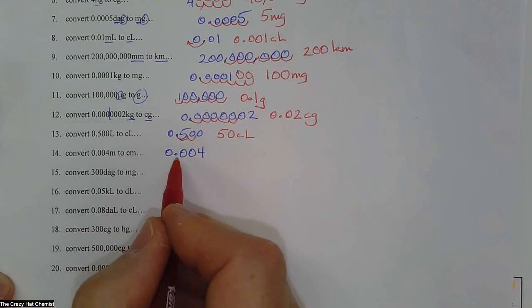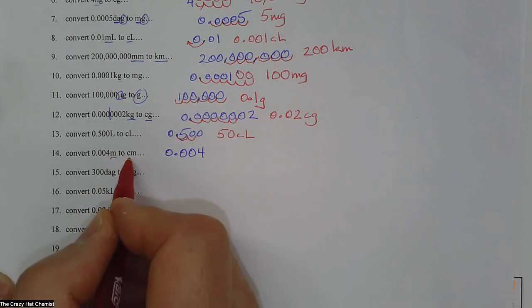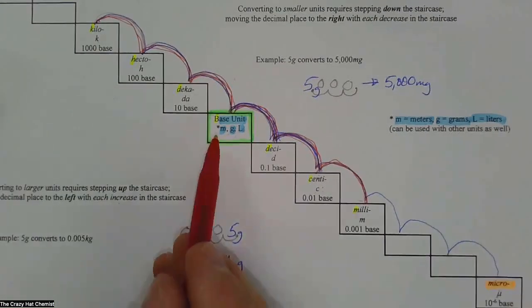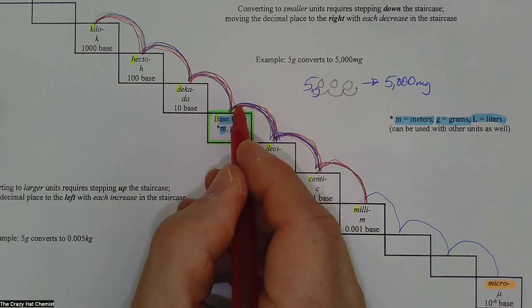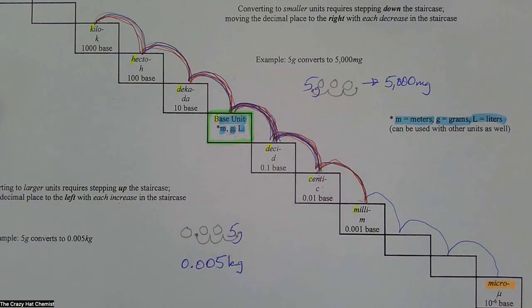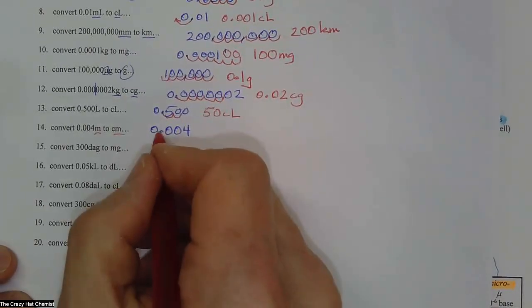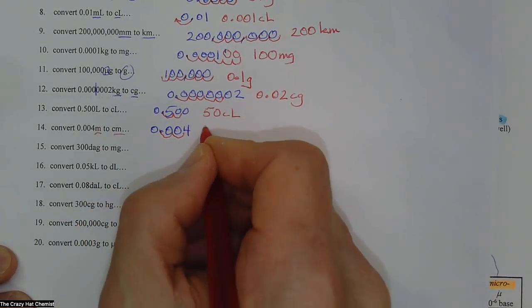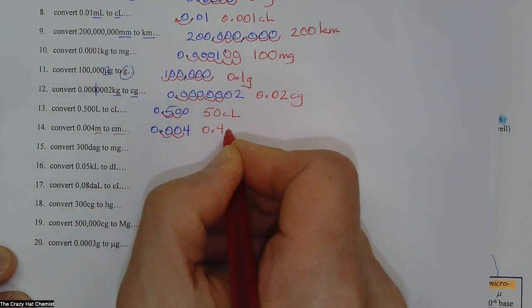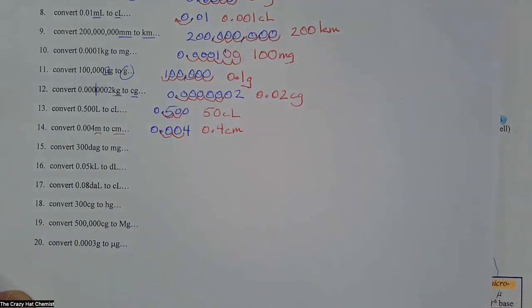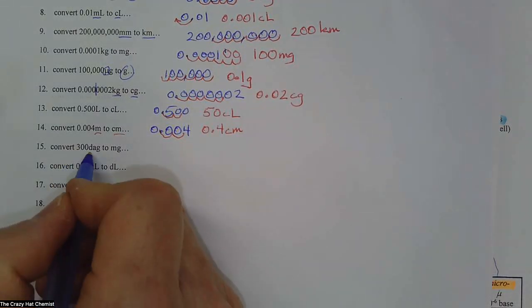This next one here, 0.004 meters to centimeters. We've got meters to centimeters, so that's going to be 1, 2 to the right. So we've got 1, 2 to the right. That's 0.4 centimeters. All right, fantastic. Let's do the next one.